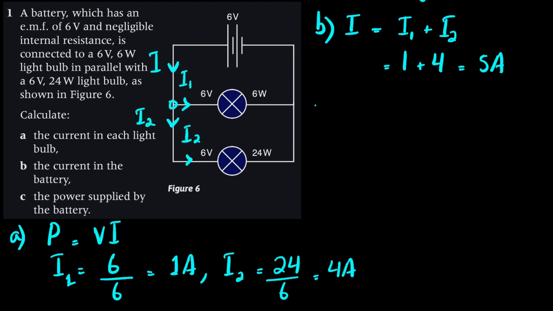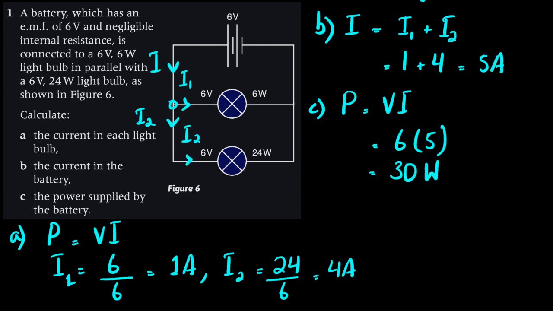Part C says the power supplied by the battery. So that would be P equals VI, right? So the voltage is 6, the current is 5 through this battery. So this power would be 30 watts. And if you think about it, it makes perfect sense that out of the 30 watts which are supplied by the battery, 6 go to this lamp and 24 go to this lamp.